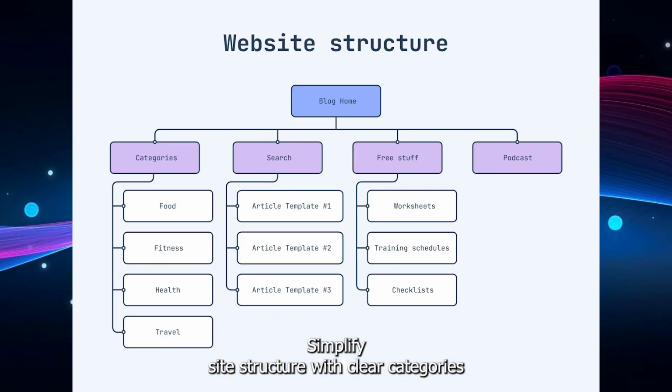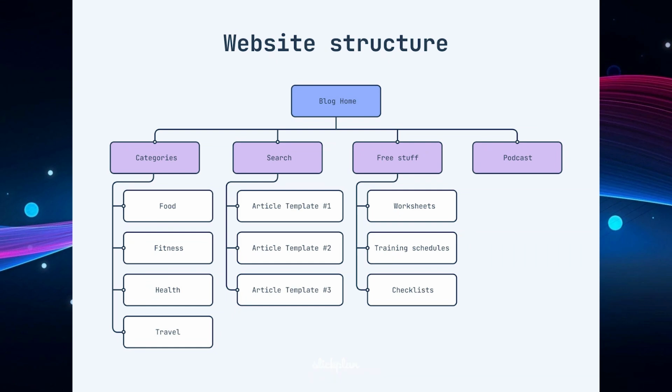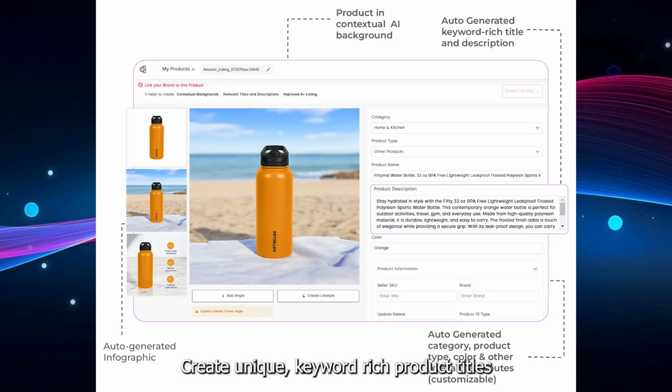Simplify site structure with clear categories, breadcrumb navigation, and a well-organized site map. Create unique, keyword-rich product titles and descriptions with optimized images.